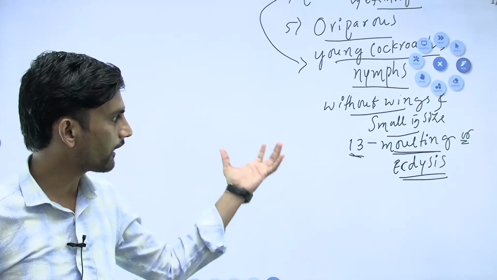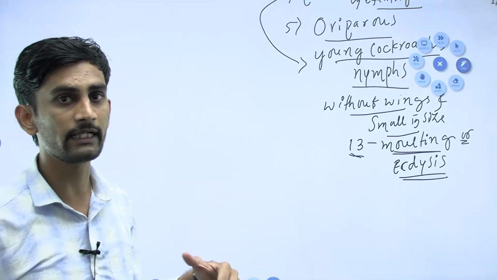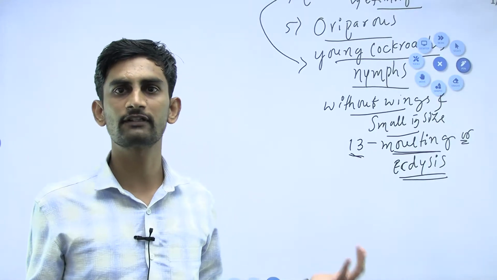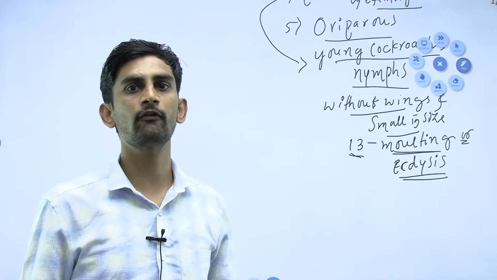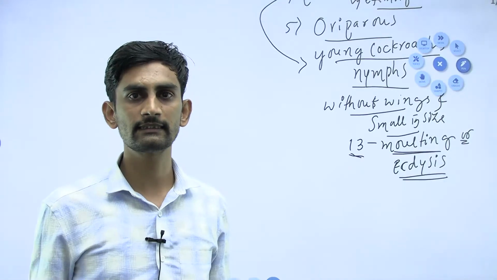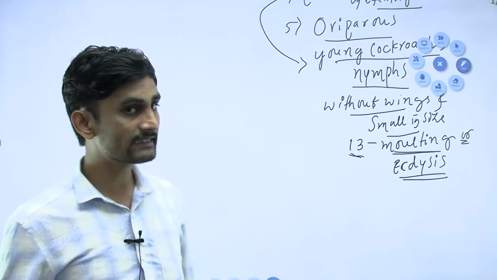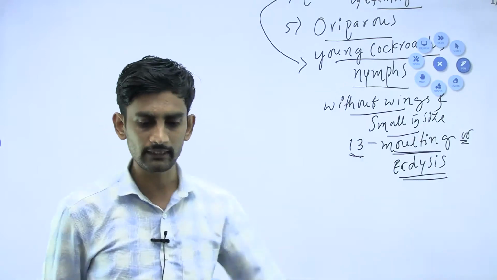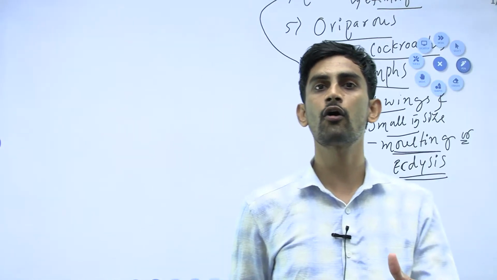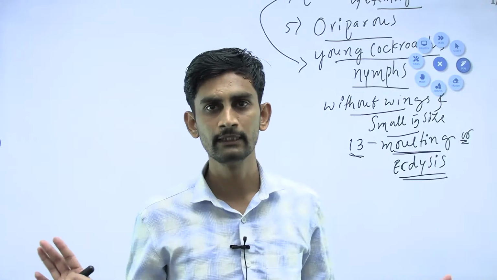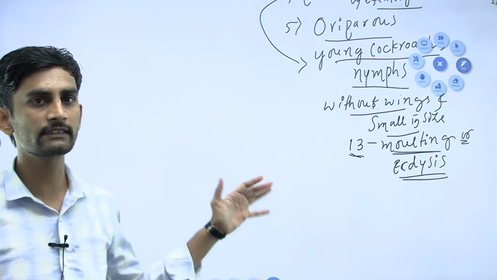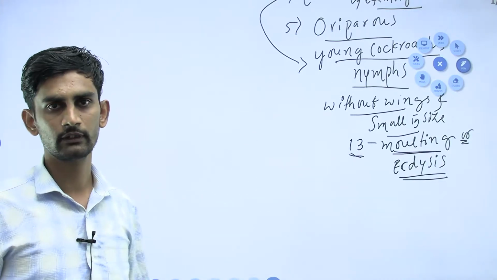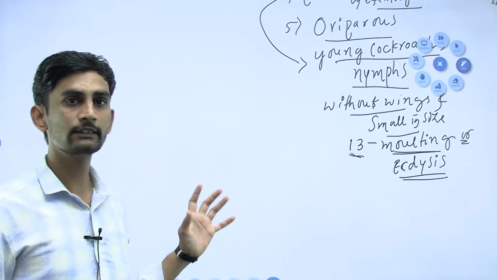By undergoing this molting or ecdysis 13 times, they change some body parts, mainly the sclerites, which are part of the morphological character. They undergo molting continuously and repeatedly, and after the 13th or 14th time, they become adult cockroaches with well developed wings. Till that time, during molting or ecdysis, we call them nymphs. This information is very important, you have to remember.